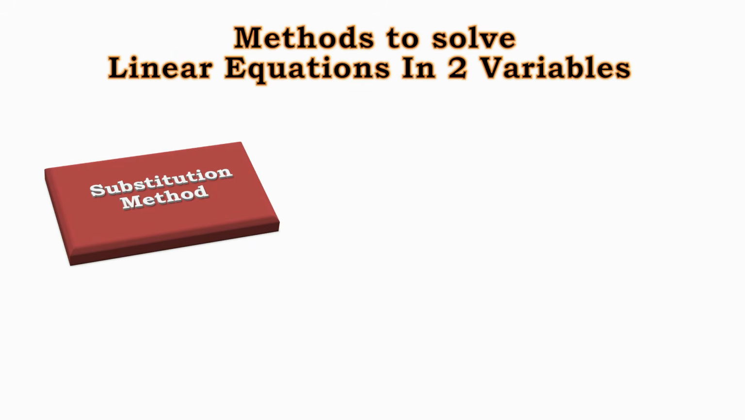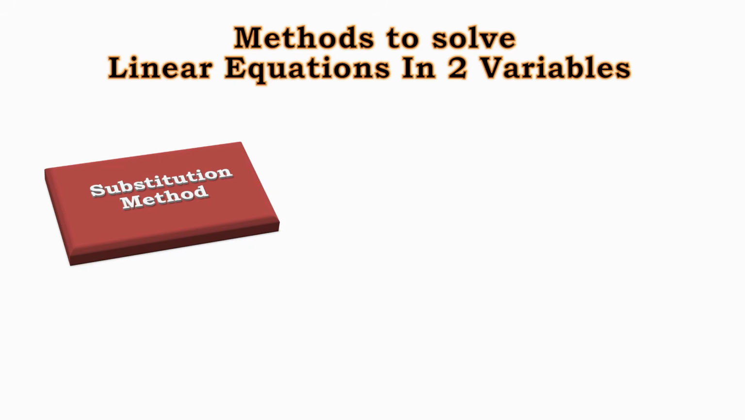Now let us look at the different methods used to solve linear equations in two variables. There are four main methods that we commonly use. The first method is the substitution method. In this method, we first express one variable in terms of the other variable from one equation. Then we substitute that expression into the second equation to find the value of the variable.